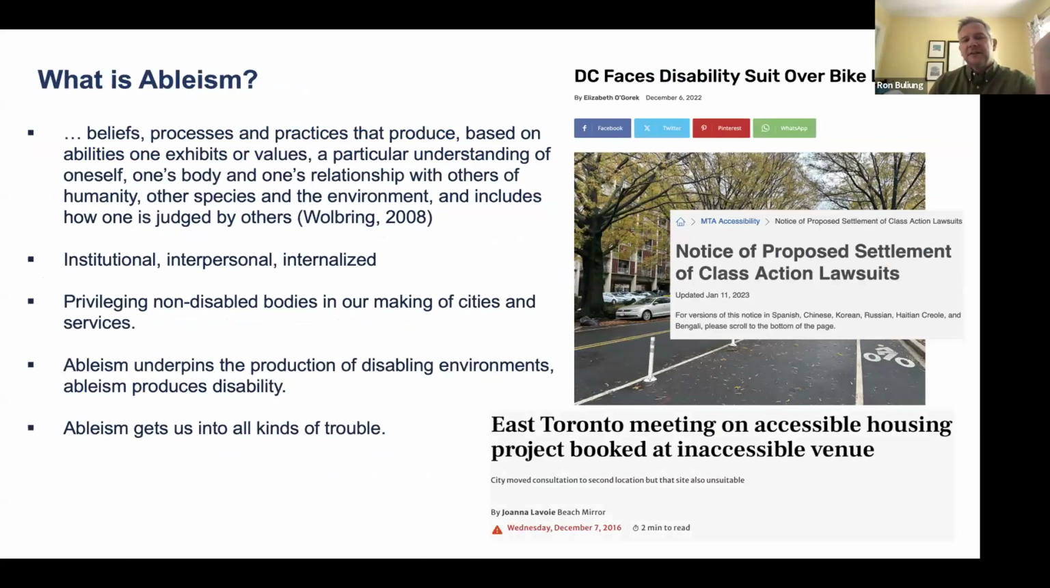The other thing that we need to talk a little bit about is ableism. So ableism being beliefs or practices or the privileging, or giving primacy, to particular bodies, ways of moving, ways of thinking, and so on, in the way that we do things. And in my view, ableism is a precursor to the production of disability, in the sense that the privileging of non-disabled bodies in the design and build of cities ends up producing disabling experiences for disabled persons.